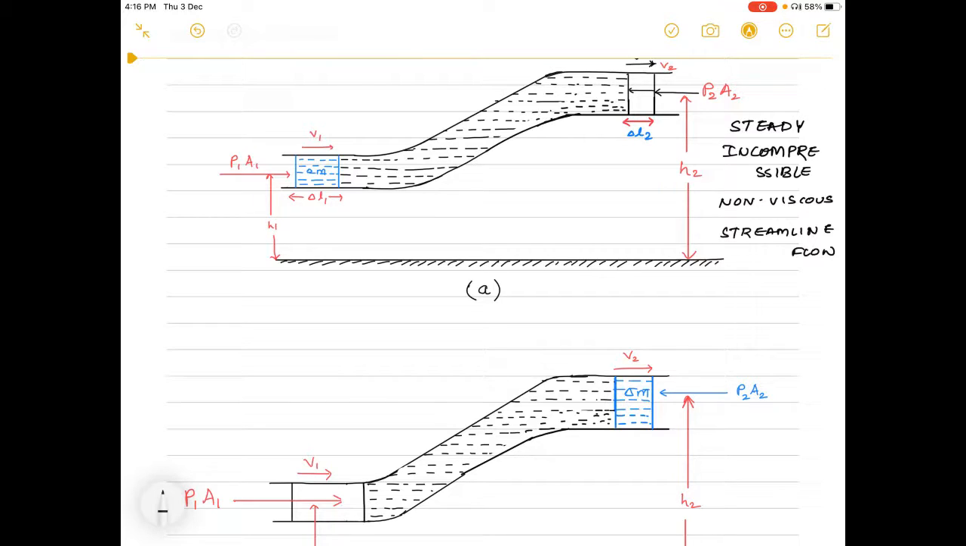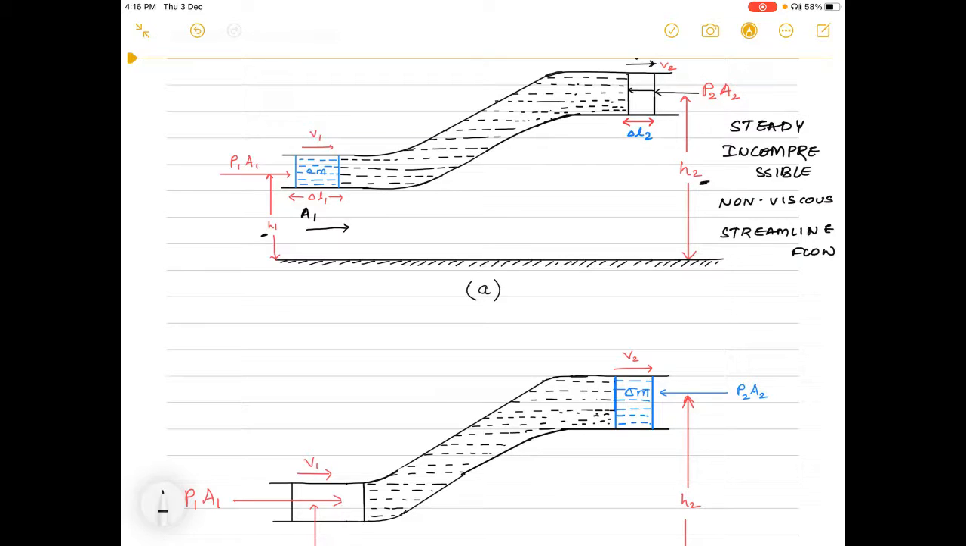The portion of pipe has a uniform cross-sectional area A1 on the left hand side. Now it is horizontal there and it is at a height h1 from some reference level. It gradually widens and rises to the height h2, as you can see, as you go from left hand side to right hand side.